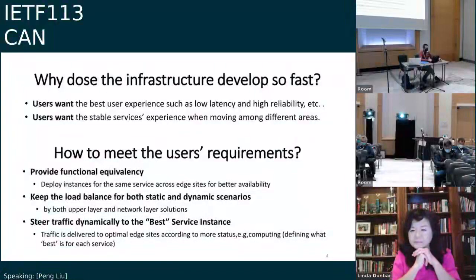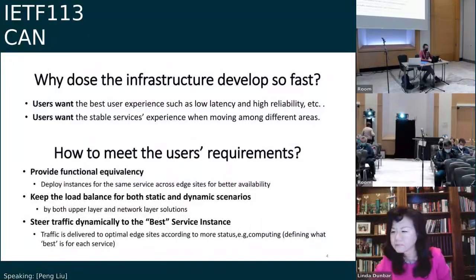It can be seen as traffic being delivered to optimal edge sites according to the status, for example, of edge computing, and the best should be defined for each service. Sometimes it might be the appropriate one, but not the real best one. Okay, next slide, please.